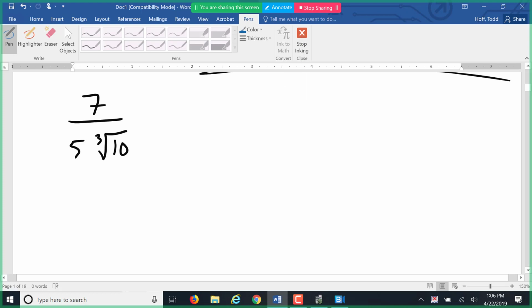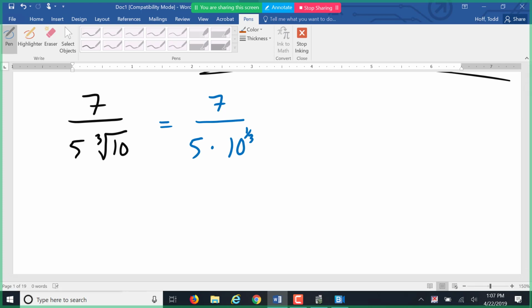We might have 7 over 5 times the 3rd root of 10. To make this easier to rationalize, let's write it in exponential form. The 3rd root of 10 is really 10 to the power of 1/3. I don't need to multiply by another 3rd root of 10. That wouldn't do any good.